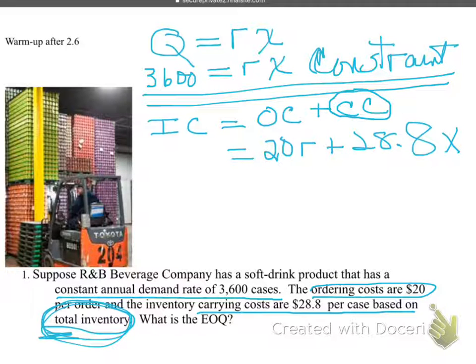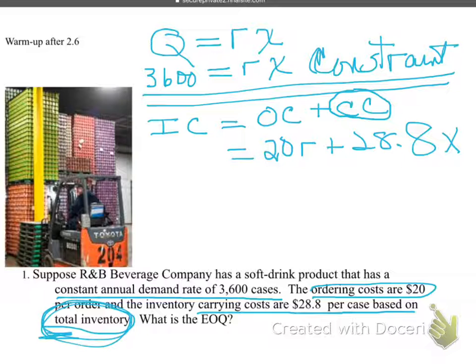That would be average. When you divide by 2, you take the average of the high, which would be, in this case, whatever the X happens to be, and then the low would be 0 because you sell everything out. So this is not average, this is total.